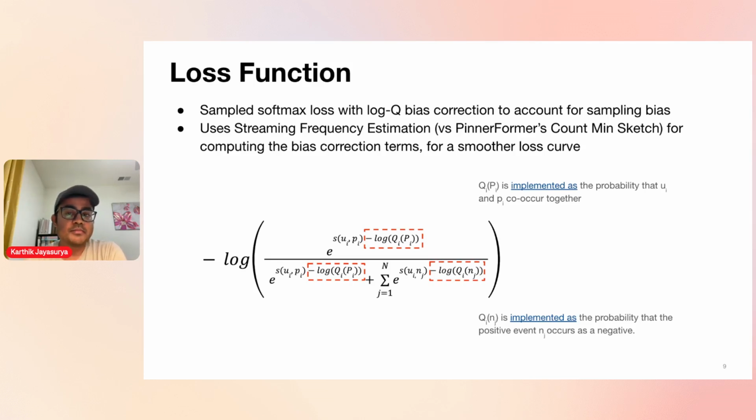For a given pair, these log-Q bias corrections are applied for both positive and negative examples, as shown by these red dotted lines. Also, to compute these bias corrections in practice, we use a frequency counter. The original PinnerFormer uses a count-min sketch. In this case, we adapted to a slightly different method using streaming frequency estimation. This is done to ensure that the training loss curve is smoother, and also to provide more training stability and help with model convergence. So that's how the model is trained.